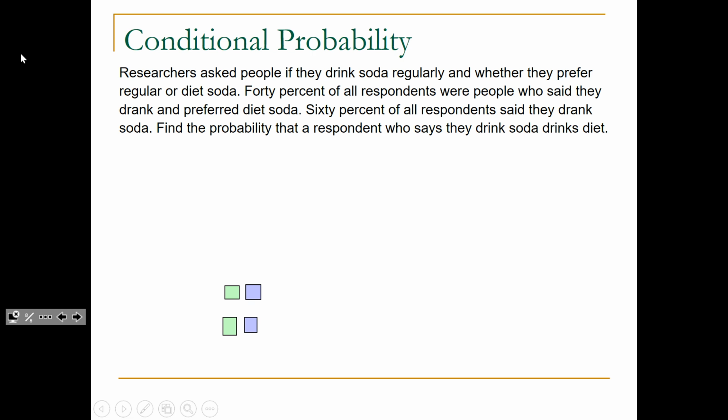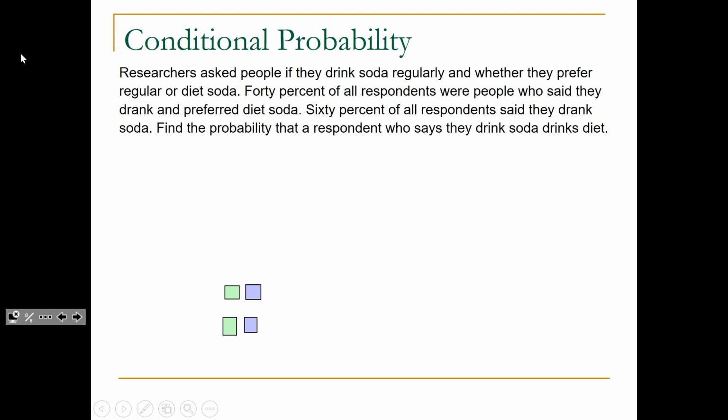So, the reason we're having to solve this is because obviously there were going to be some people who responded and said they don't drink soda at all, right? And they only gave us information for soda drinkers. So what we're trying to figure out is out of everyone who responded, not just the people who said they like soda, how many drink diet soda, okay? All right, so the first percentage that they gave us was 40% of the respondents said they drank and preferred diet soda. 60% said they just drank soda.